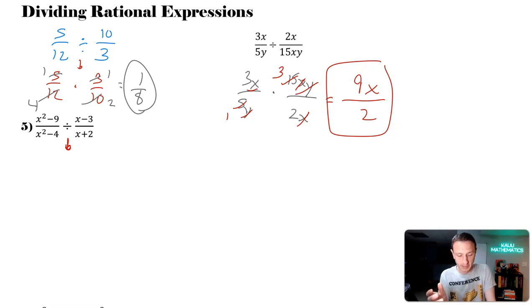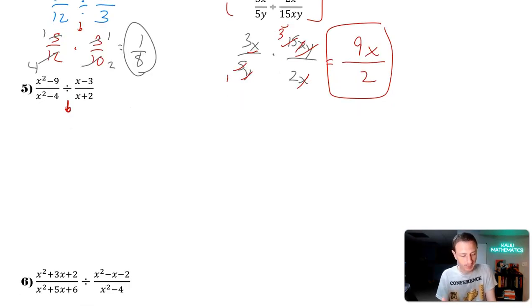What I mean by that is, look back at this first example. In this current state of division, you might see this, 3 and 15. 3 goes into 3 once, 3 goes into 15 5 times. But you can't do that because it's division. So you have to change it to multiplication, and then you can start to make some simplifications. So let's just get in the habit of doing that.